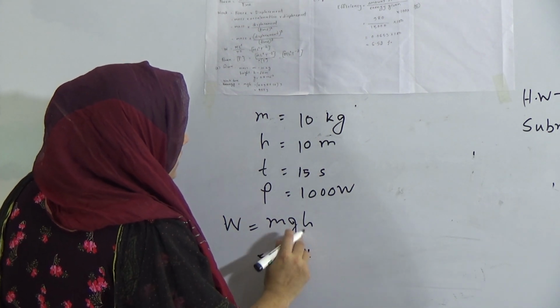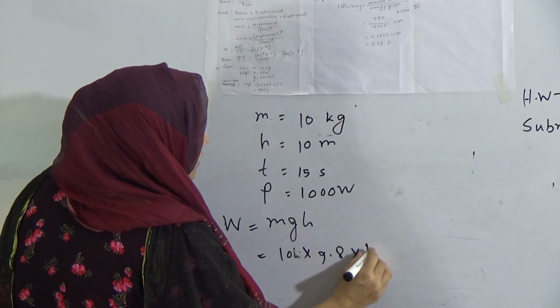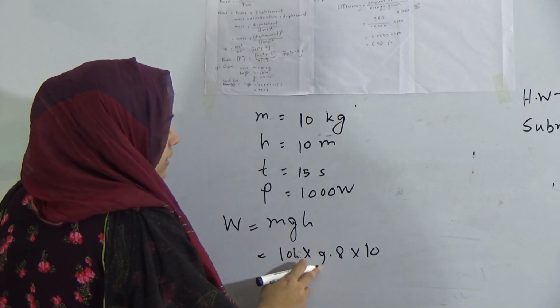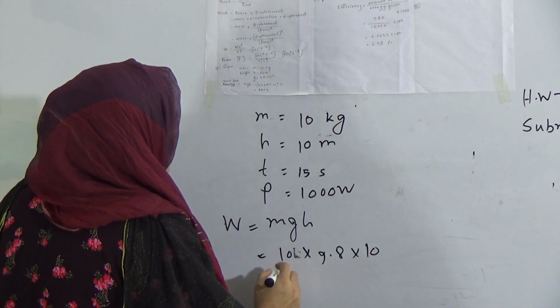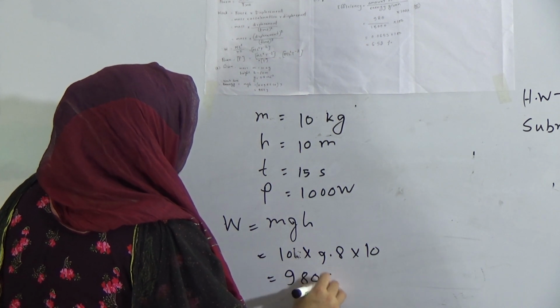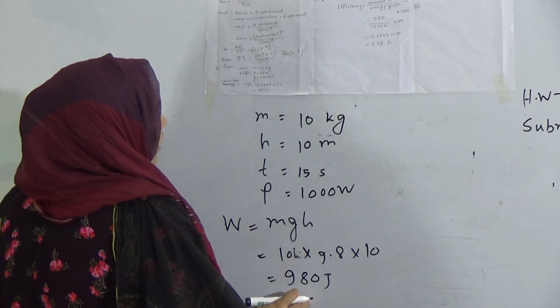M means 10 kg, G means 9.8 meter per second square, and H means 10 meter. Okay, so do the multiplication: 10 into 9.8 into 10, that means it will be 980 joule. Okay, this is the value of work.